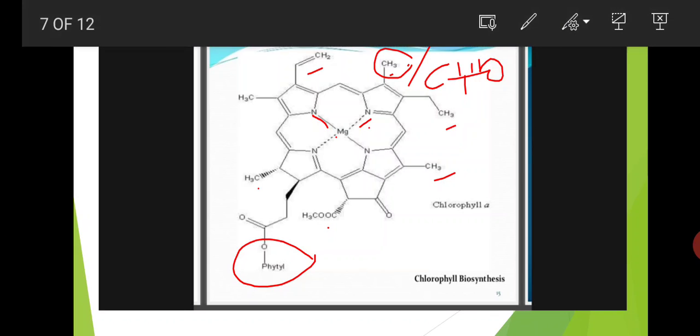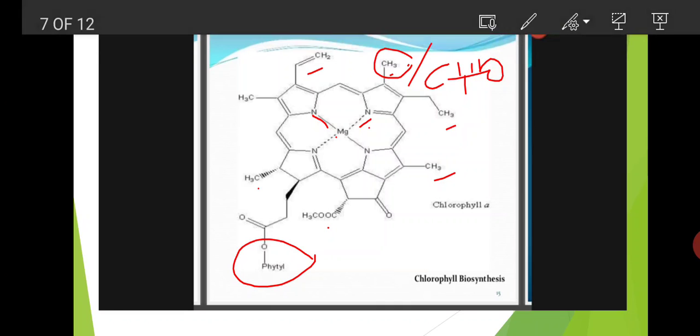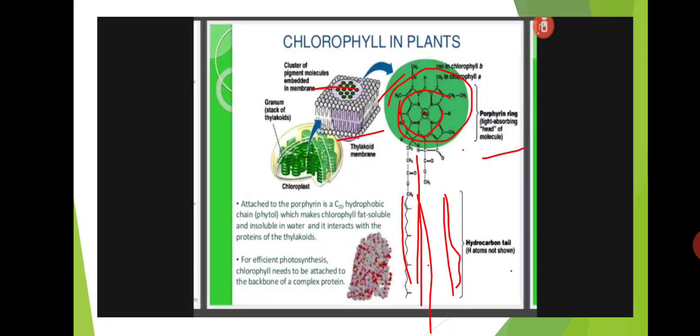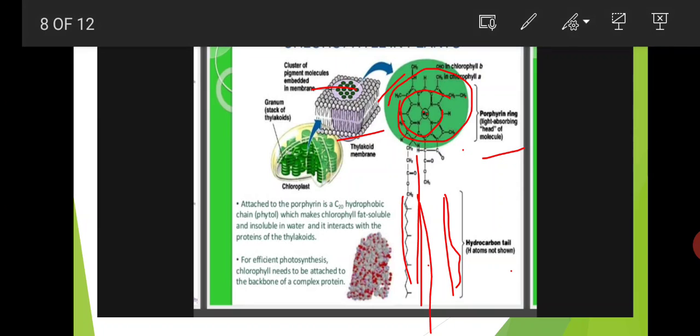The structure of chlorophyll. Here the conjugated tetrapyrrole system is there. The central metal atom is magnesium, and here a C20 hydrocarbon chain is there, that is the phytol chain. And here the central metal atom magnesium and tetrapyrrole system is there. 4 pyrrole rings are present. Chlorophyll in plants. This is the structure of chlorophyll.